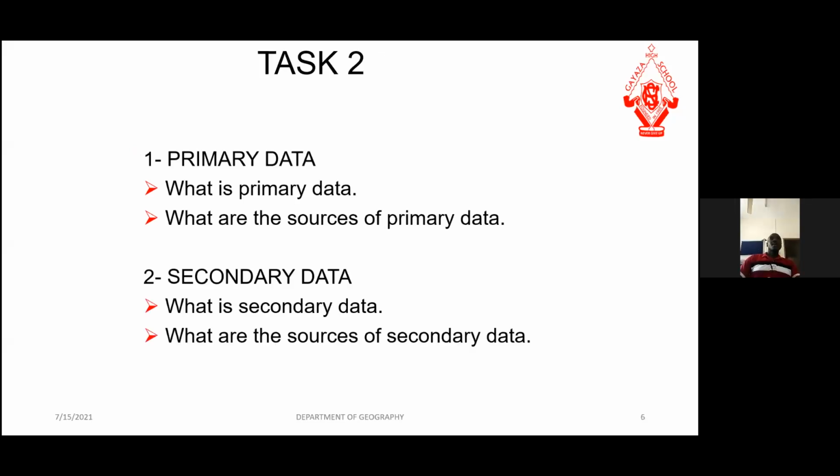In the next activity, we're going to look at what primary data is and the sources of primary data. Then we look at secondary data, what it is and the sources of secondary data. That we're going to do in 5 minutes in our breakout rooms. Then we'll be able to come back in.